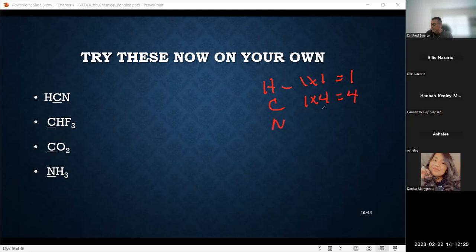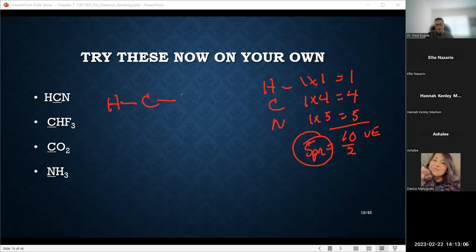And then nitrogen is in group 5, so 1 times 5. Now we have a total of 10 valence electrons, or 5 pairs to work with. And that's it, 5 pairs. Now, the central atom has been denoted by the underscore. So we have carbon as the central atom, and the hydrogen and the nitrogen are bonded to it. So I can very quickly take carbon and draw a line for the hydrogen and the nitrogen.